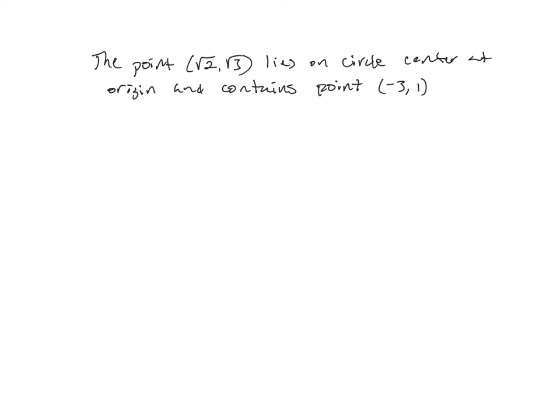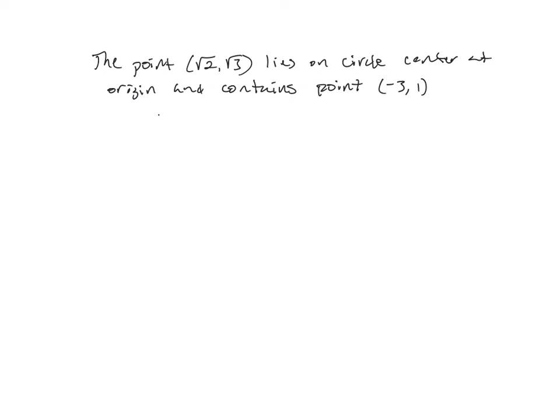Okay, so this one is a little bit different in that I don't know a radius, but if this point square root of 2, square root of 3 is on the circle, I can figure it out, and because it's centered at the origin, that's a huge help. And all your problems will be centered at the origin, so that's a very big help. So if I can figure out the radius of the square root of 2, square root of 3 point, I could also figure out the radius of -3, 1. And then I can see if they match.